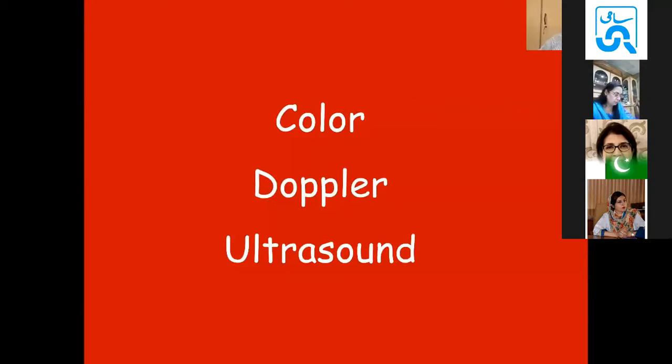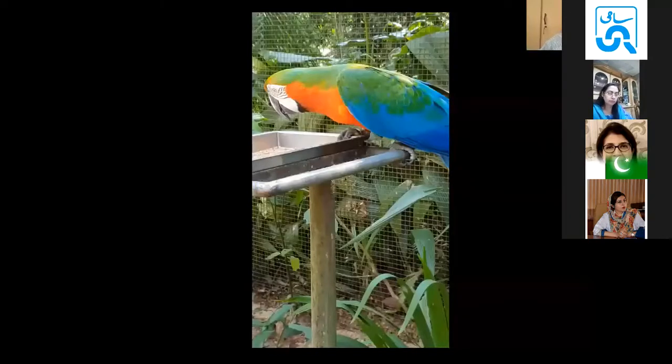The next is to do the color Doppler ultrasound to evaluate the blood flow from the mother to the uterus, to the placenta, and from the placenta to the umbilical cord, and umbilical cord to the fetus. So we are determining at different stages.